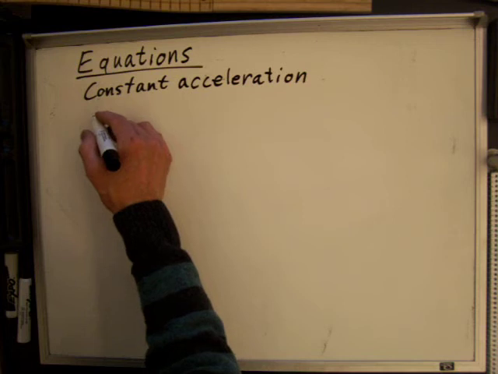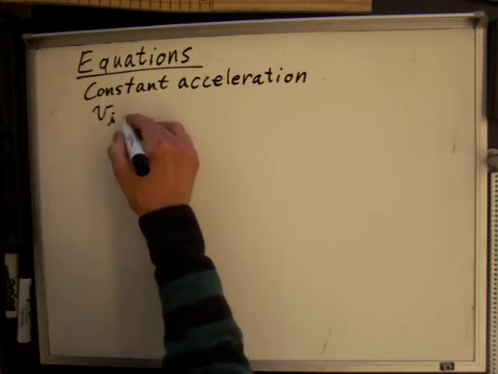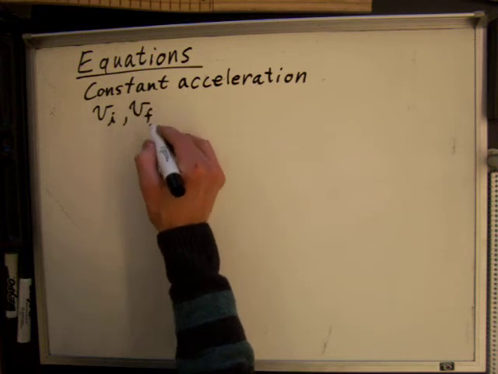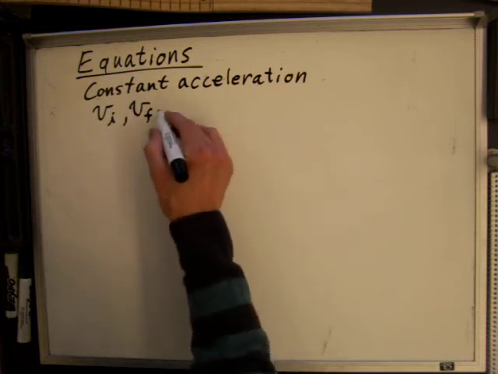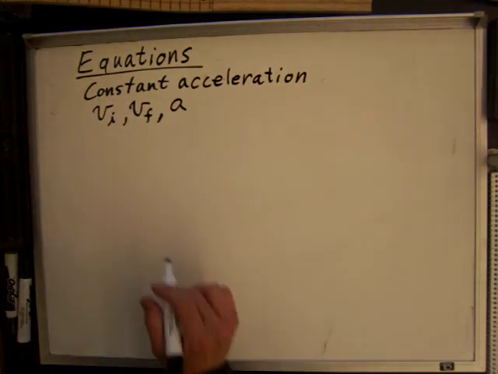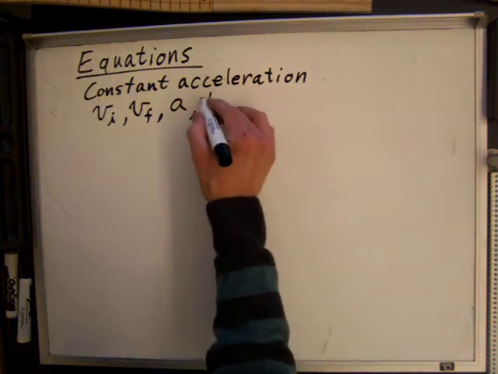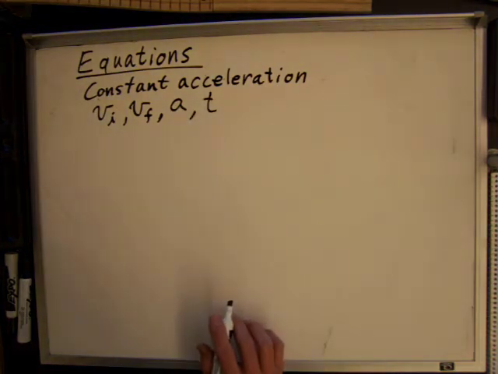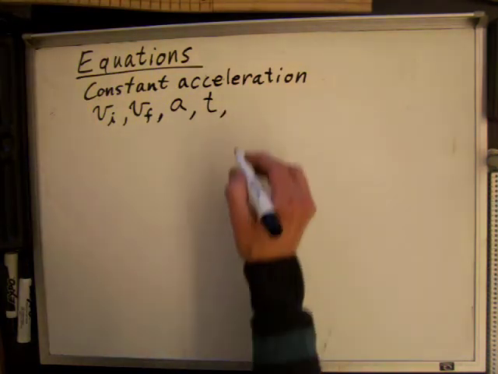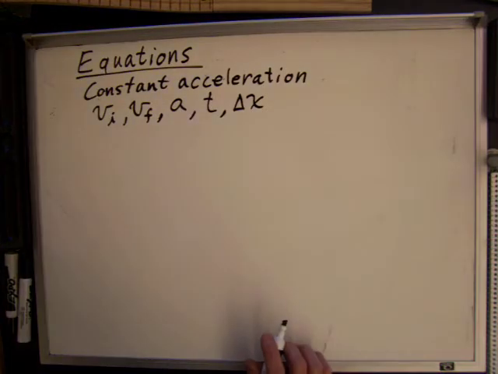A lot of these problems will give you an initial velocity, a final velocity. They might give you or ask you for the acceleration. If we have constant acceleration, then there's only going to be one value for that. They may also ask you about the time that it took for some change to happen. They may also ask you about the distance that was traveled when this thing happened. Okay? All these things are related, and I'm going to show you how they're related.